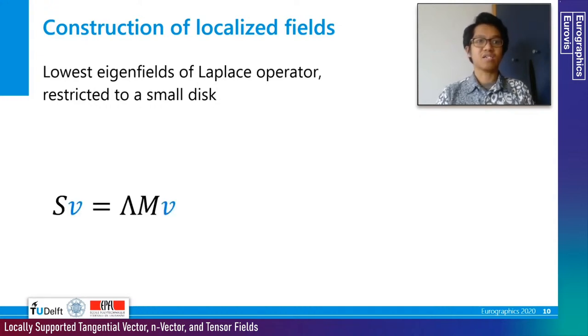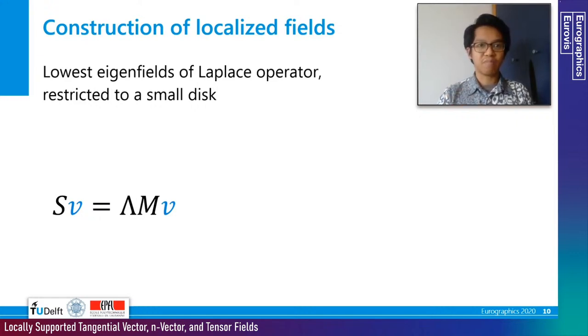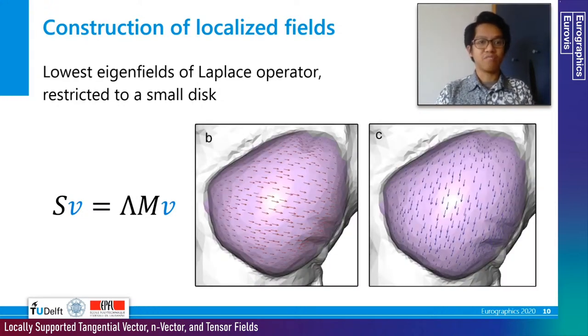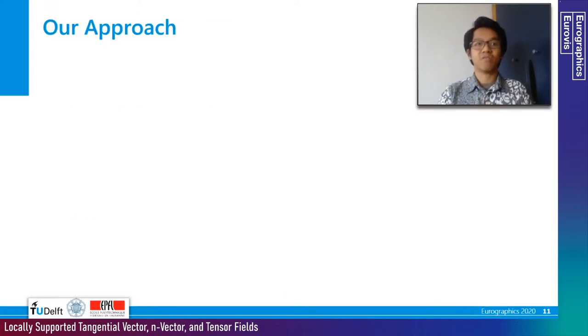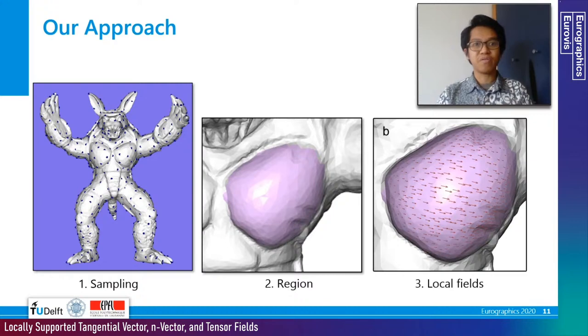And this leads to an eigenvalue problem involving the Laplace operator. One thing that we need to note here is that the eigenvalue problem is only defined on the region. And the region is small, and we don't need to solve on the whole surface. The minimizer of this problem is not unique, but the lowest eigenspace is two-dimensional. The two eigenfields differ by 90-degree rotations of each vector on its tangent plane. And that's it. That's already our algorithm. So we sample, then we create a region, and we compute the smoothest field in the region.